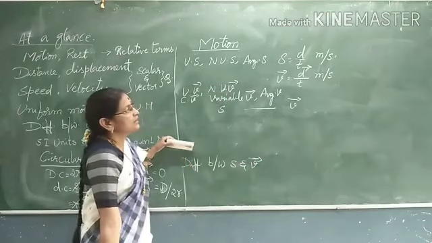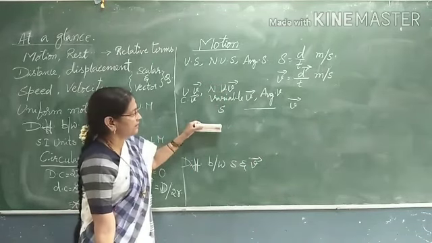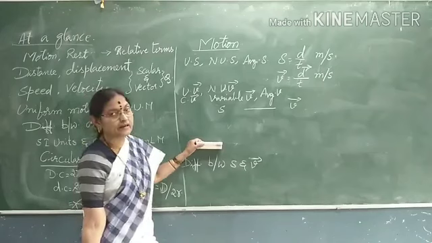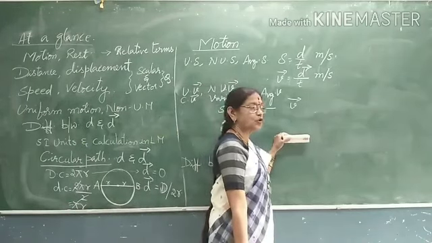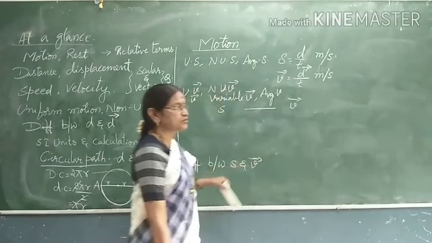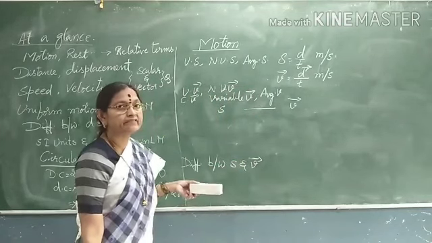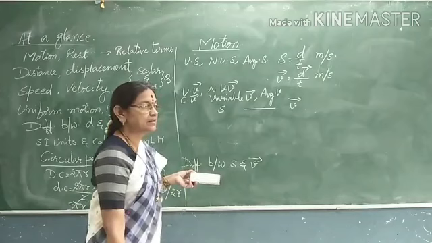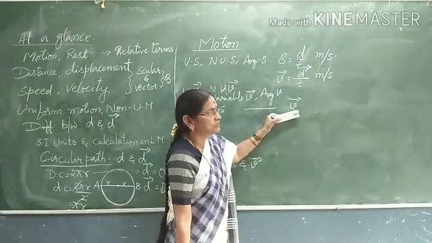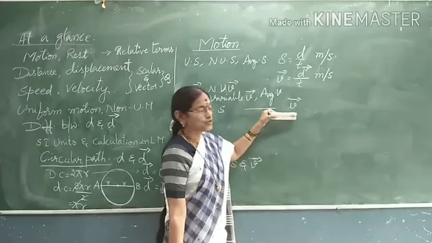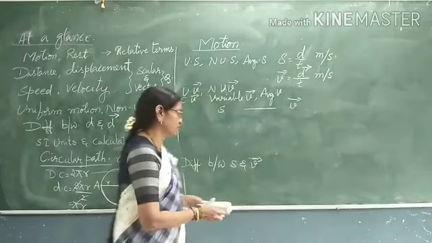Now, coming to the SI units, speed is meter per second, whereas velocity is also meter per second, because both are lengths covered. The main difference is that velocity needs to have direction for its description.